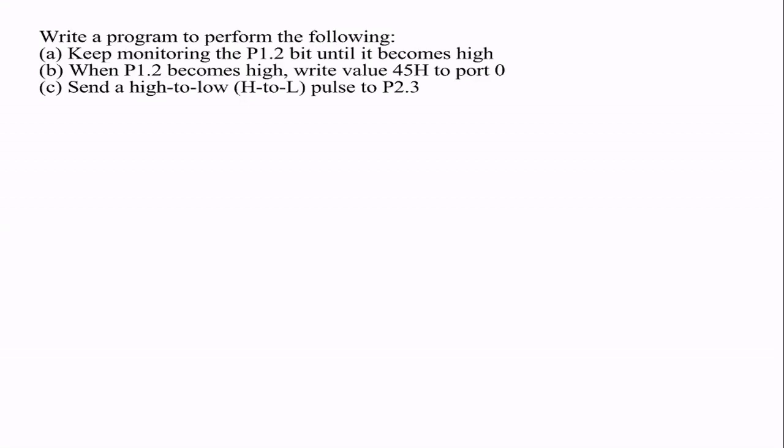So what are the three things we need to do? We need to keep monitoring the bit P1.2, and check if it is high. The second thing we need to do is, when P1.2 is high, write the value 45H to port 0. And the third thing we need to do is send a high to low pulse to P2.3. So this is what we need to do in this program.